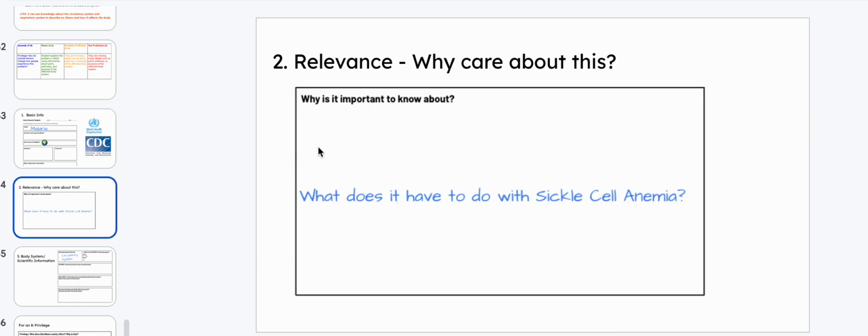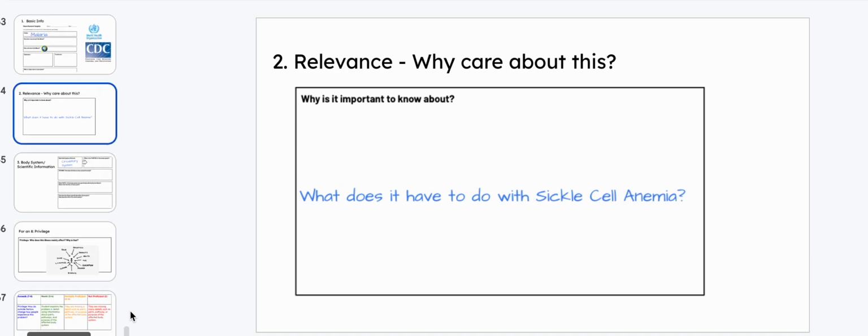In the why is it important to know about part, there is an interesting fact about malaria, and it has to do with something called sickle cell anemia. So you are going to be answering why is it important to know about, and what does it have to do with sickle cell anemia?